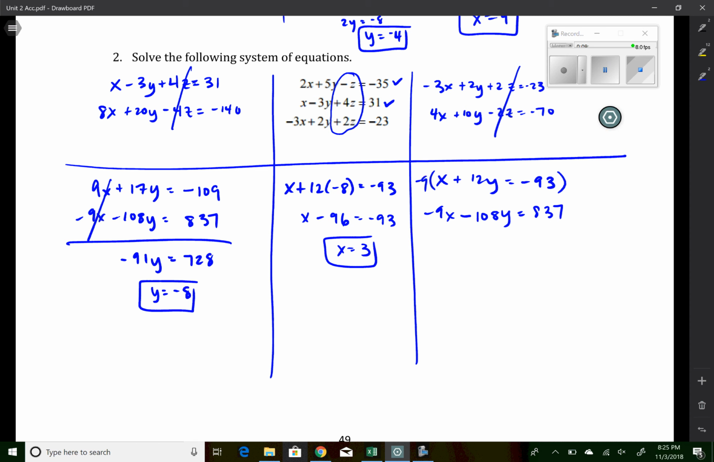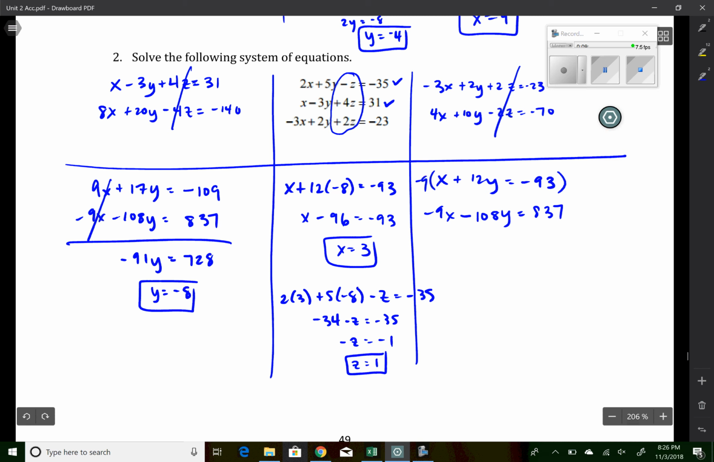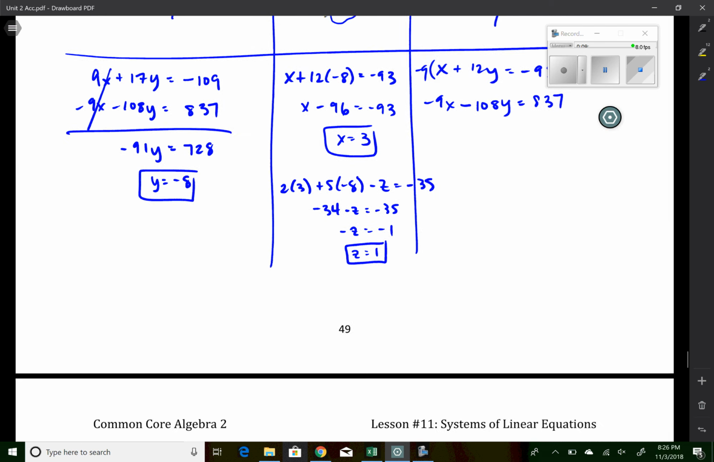Now that I know x and y, I now have to try and find z. So I could say 2 times 3 plus 5 times negative 8 minus z equals negative 35. So I have 6 and negative 40, so negative 34 minus z equals negative 35, or negative z is equal to negative 1, or z is equal to positive 1. Not too bad. Let's keep going.